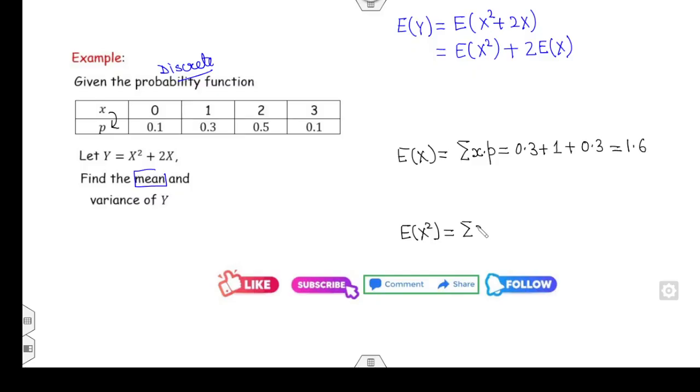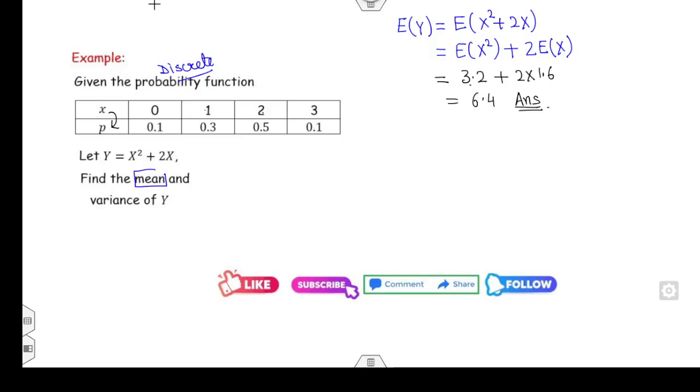Similarly, E of x square will be x square into P. So I can multiply them. First number is again 0. Plus 1 square into 0.3 is again 0.3. 4 into 0.5, that is 2, and 9 into 0.1 is 0.9. So that number will be 3.2. I can substitute this number, 3.2 plus twice into 1.6. So 3.2 and 3.2, 6.4 is the right answer of the problem.